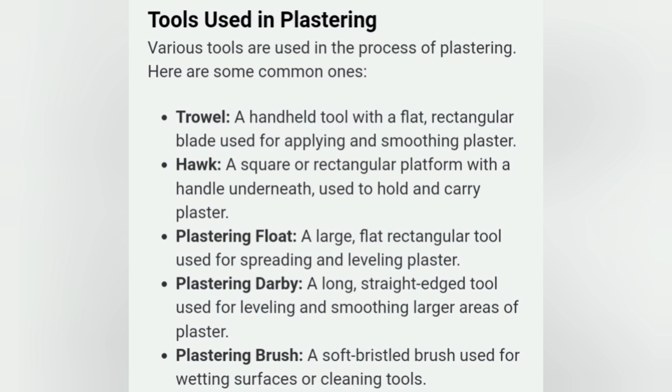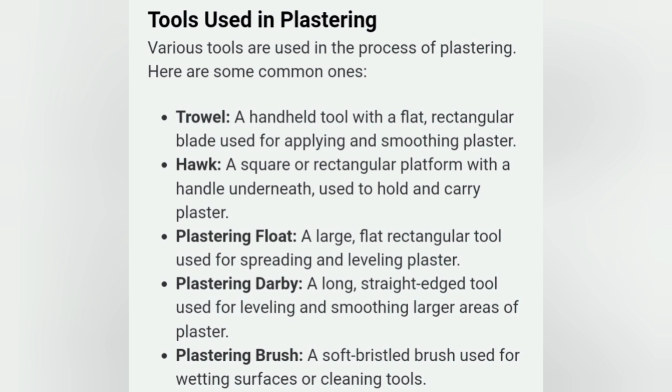Tools used in plastering. Various tools are used in the process of plastering. Here are some common ones. Trowel, a handheld tool with a flat rectangular blade used for applying and smoothing plaster. Hawk, a square or rectangular platform with a handle underneath used to hold and carry plaster. Plastering float, a large flat rectangular tool used for spreading and leveling plaster.